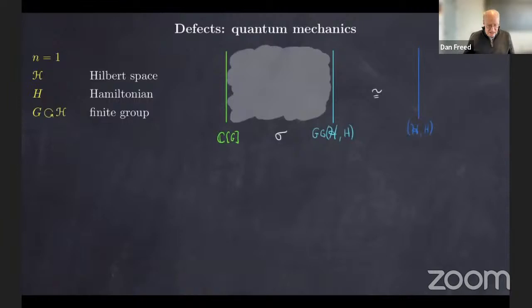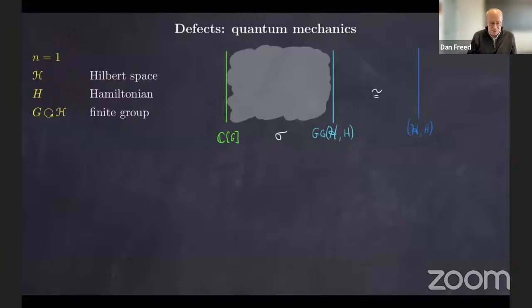Okay, so now I want to talk about defects and this kind of calculus of defects. And I'm going to illustrate it here in a very simple example. Hopefully I'll get to a more interesting example, but the principles are already evident in this example, which is why I belabor it. And so this is the example of quantum mechanics again, n equals one, where we have a group G acting on the state space commuting with the Hamiltonian.